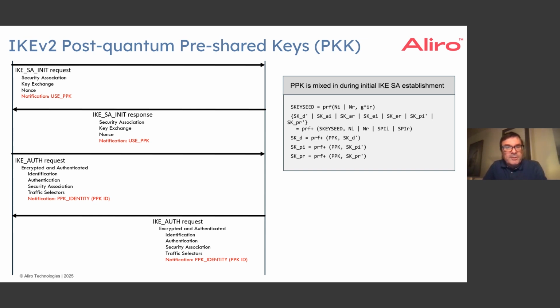Now, the protocol is remarkably simple. In the IKE SA init exchange, there is a USE_PPK notification to negotiate the use of this extension. And then in the IKE auth exchange, the actual key identifier is transferred using a PPK_IDENTITY notification. And finally, RFC 8784 describes how to mix this QKD produced key with the rest of the key material. And this is shown in the box in gray on the right.